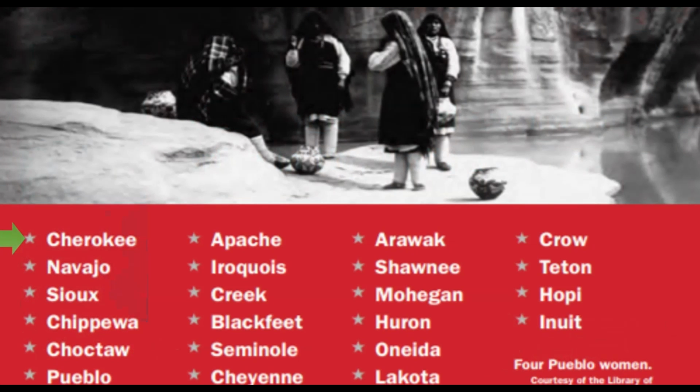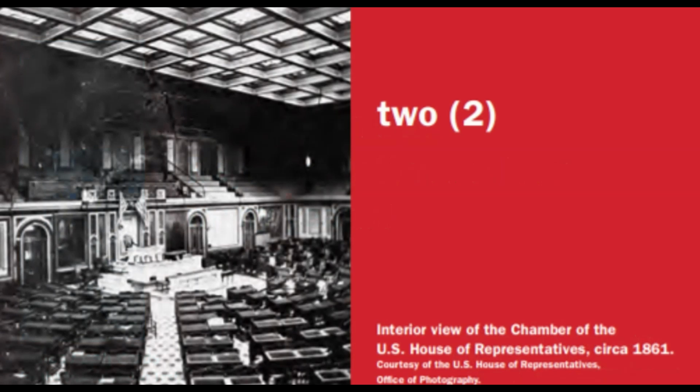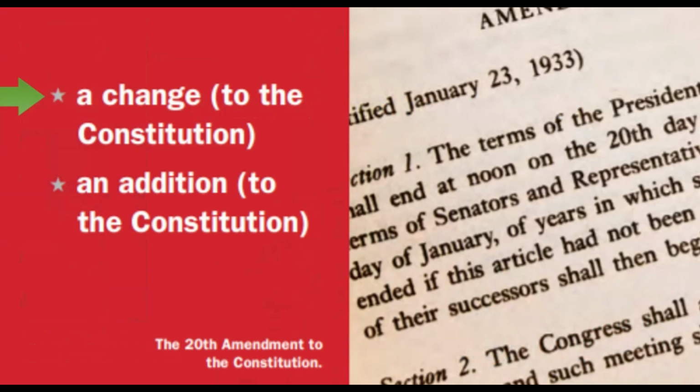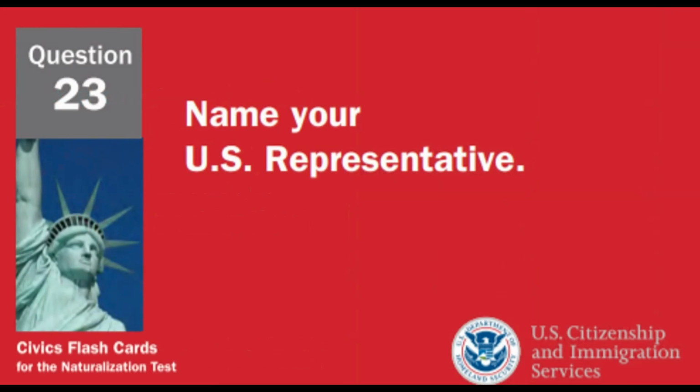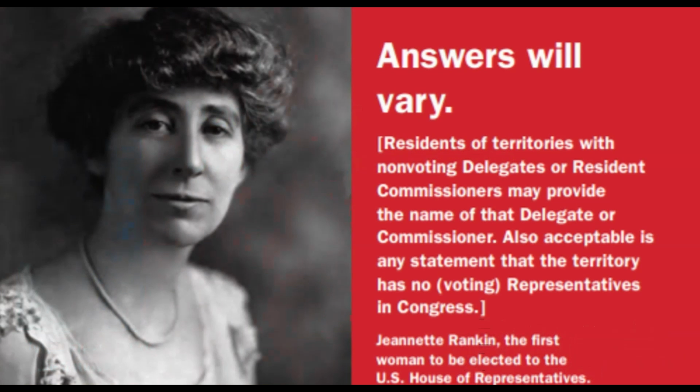Cherokee. We elect a U.S. representative for how many years? 2 years. What is an amendment? A change to the Constitution. Name your U.S. representative. Answers will vary here depending on where you live. Please look at the description part of this video to look for a link to the answer.